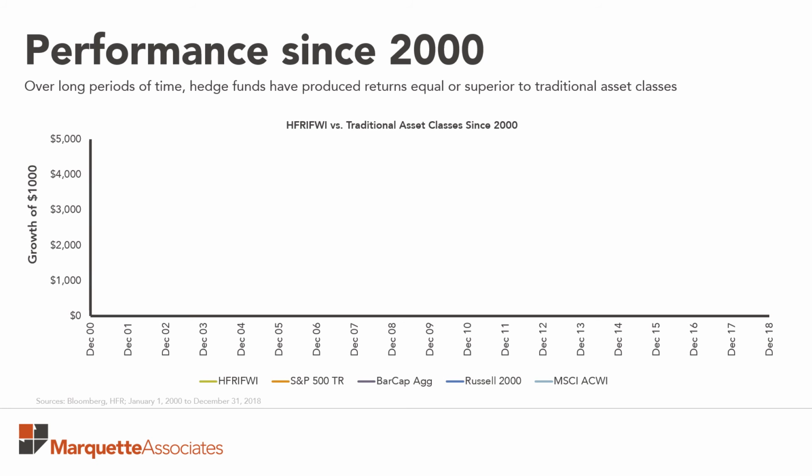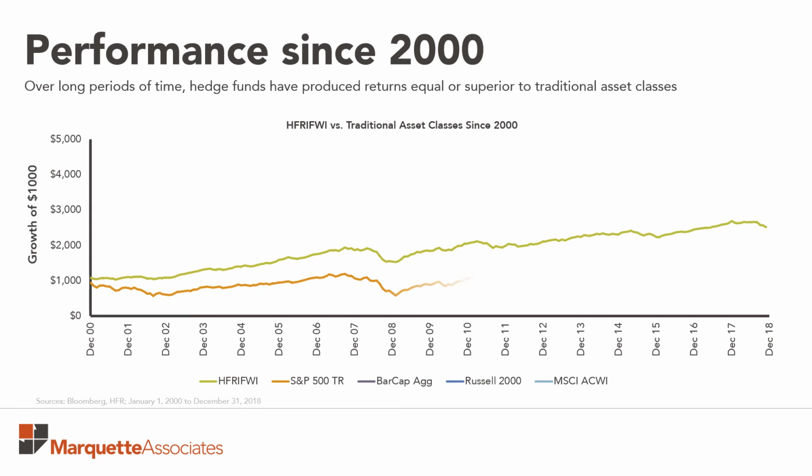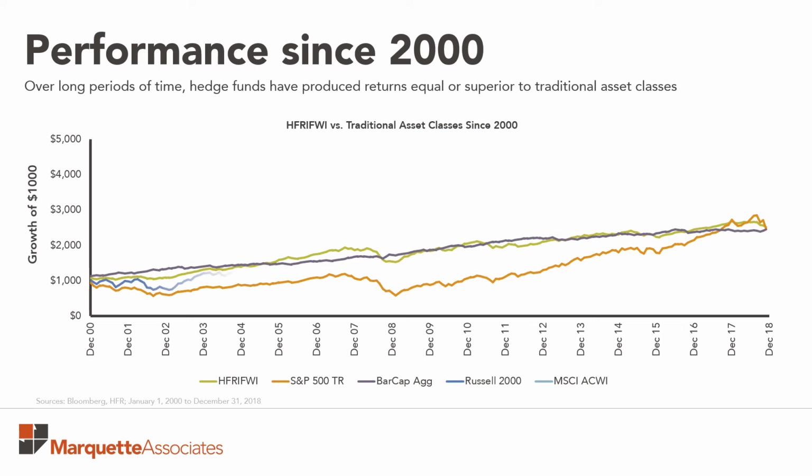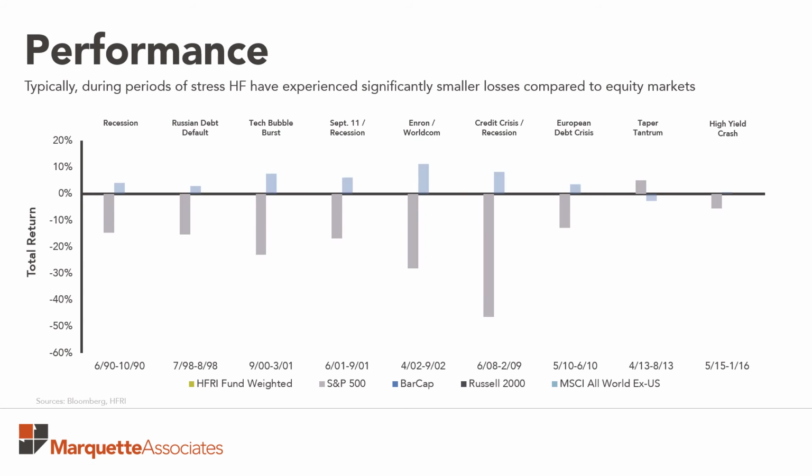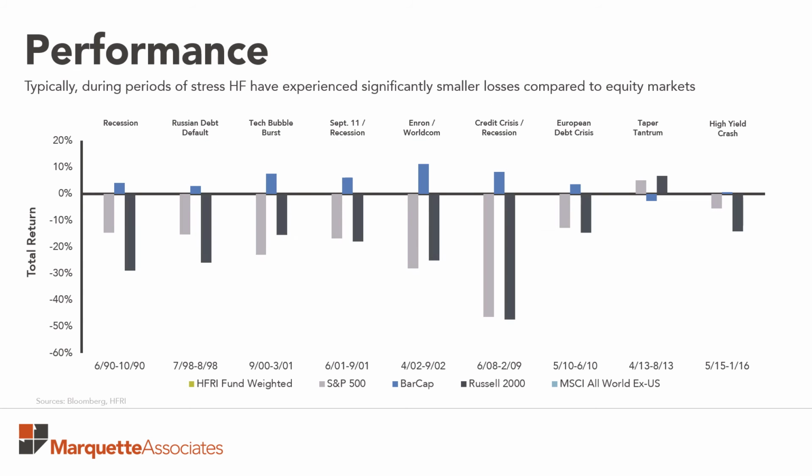Since 2000, the HFRI Fund Weighted Index has kept up with the S&P 500, the Barclays Agg, the MSCI ACWI, but has underperformed the Russell 2000 going back to 2000. During periods of large drawdowns in the equity markets, hedge funds have typically experienced significantly smaller losses. During periods of stress in the equity markets, the HFRI Fund Weighted Index consistently outperforms the other major equity indices.